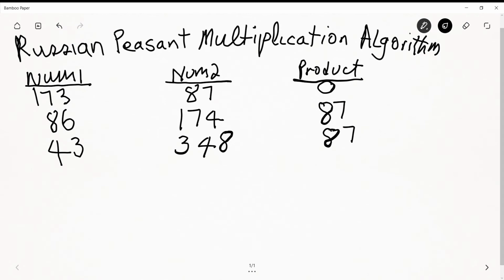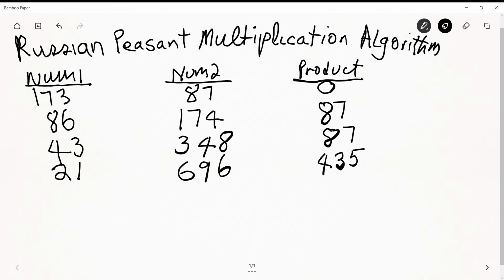The first number is an odd number, so let's add num2 to product. So if that's the case, 348 plus 87 gives me 435. So 435 is the new value for product. After that, make sure we divide the first number again by 2, which is 21. Multiply the second number by 2, that's 696. So now we have 21, 696, and 435.